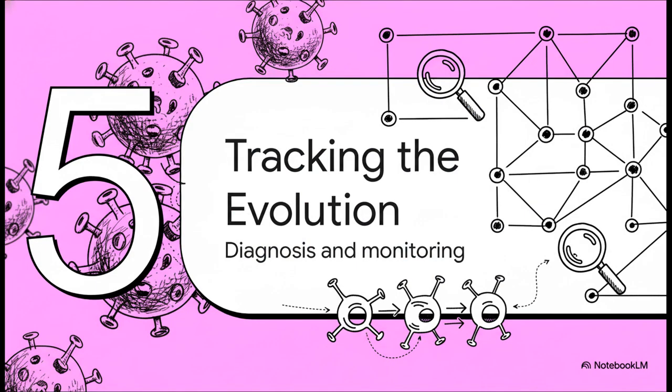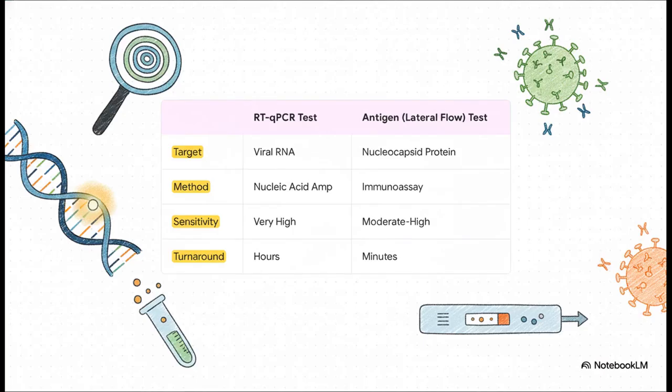All right, finally, let's look at the surveillance operation. How do we detect this virus, and how do we keep track of it as it constantly changes its disguise to evade our immune system? We have two main diagnostic tools. First, the gold standard, RT-qPCR.